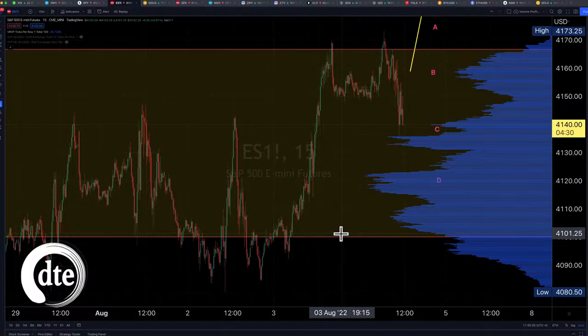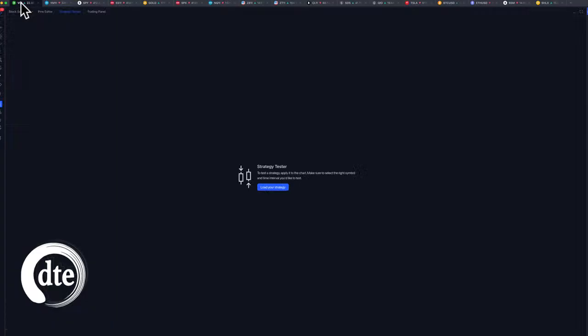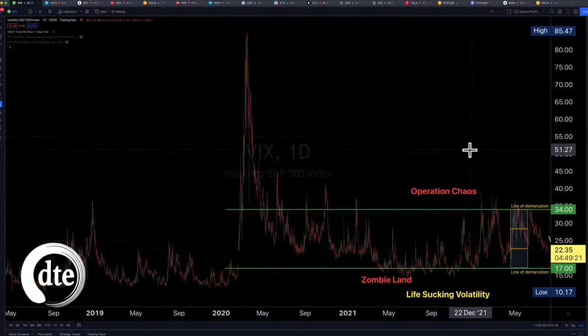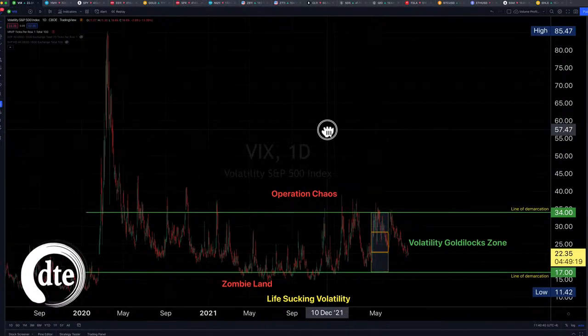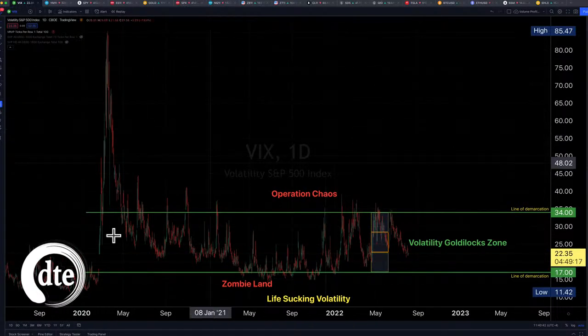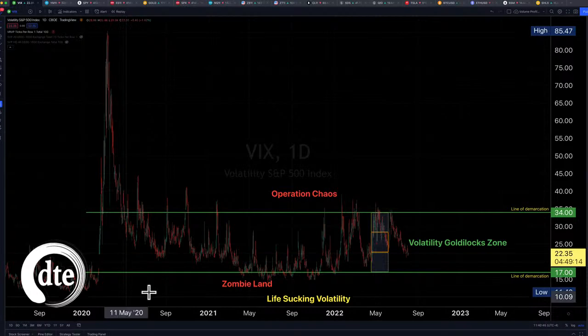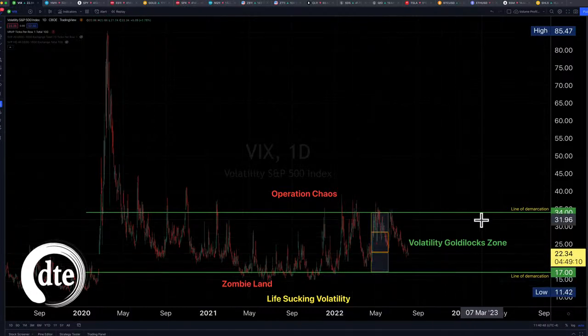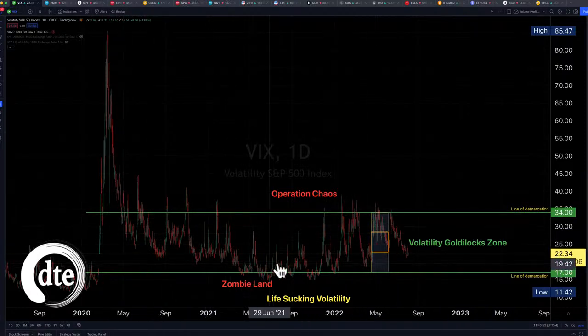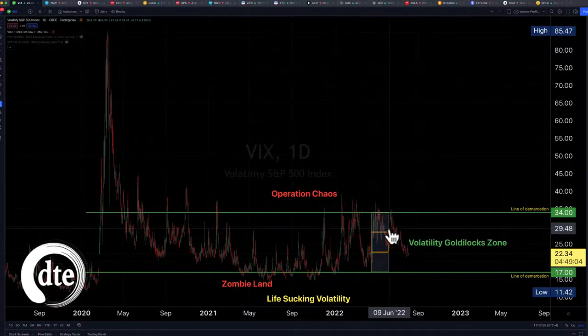And when I talk about the Goldilocks zone, for those people that don't know what I'm talking about, let me bring up the VIX. So this is a long-term look at volatility going all the way back to the beginning of 2020. The Goldilocks zone is when the VIX is between 17 and 34. And we've been there the majority of the time, about 95% of the time we're inside the Goldilocks zone.